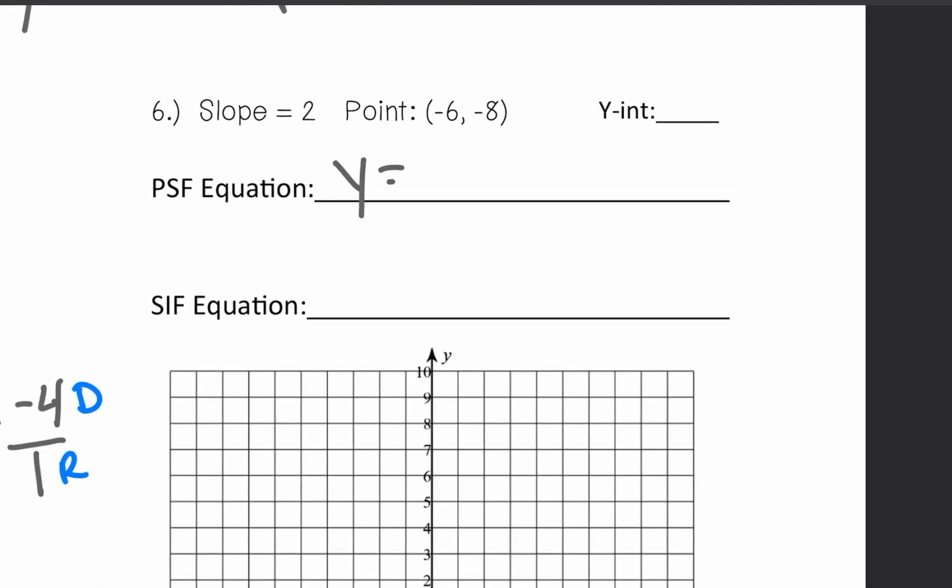So we got y equals our slope of 2. Our x value is a negative 6, so we have x plus 6 because x's lie to equations. And then our y is a negative 8.